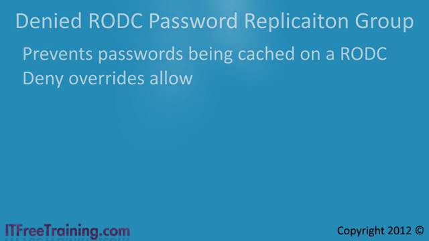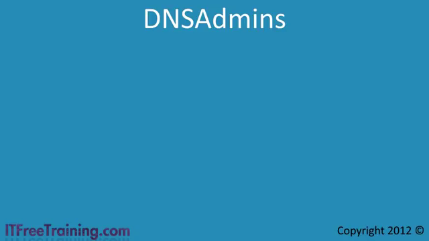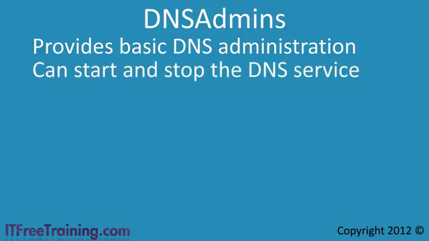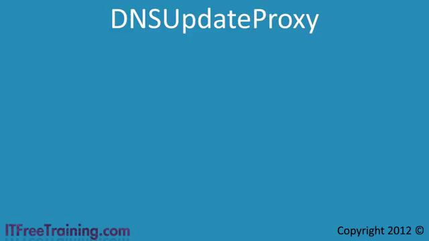The next group is the DNS Admins group. This group allows basic DNS administration. In some cases, you may not be able to create certain records or zones, for example, if the data is stored at the forest level, because this would require more access. The DNS Admins group can start and stop the DNS service. If any of the DNS groups are not present in your domain, they will be created when you install DNS. The next group is DNS Update Proxy.